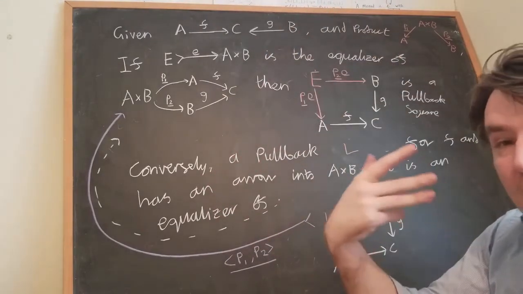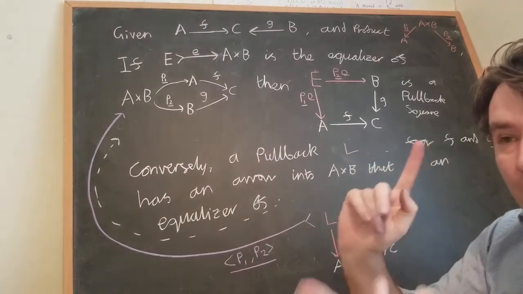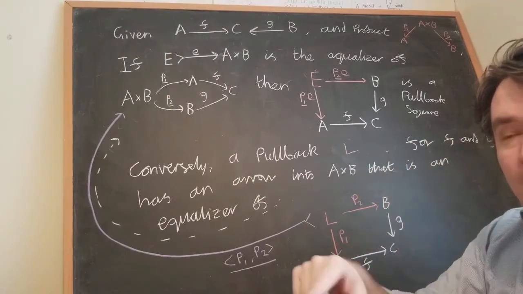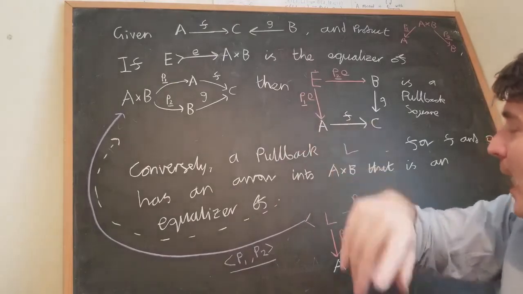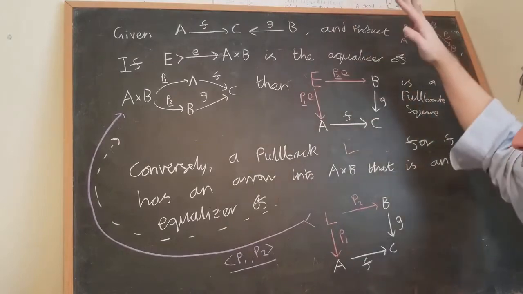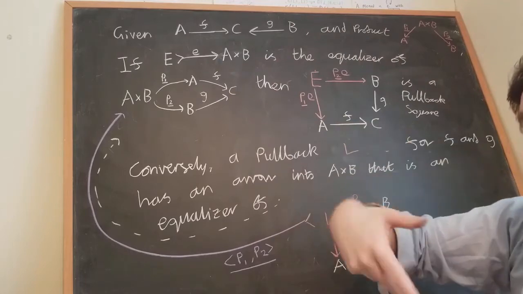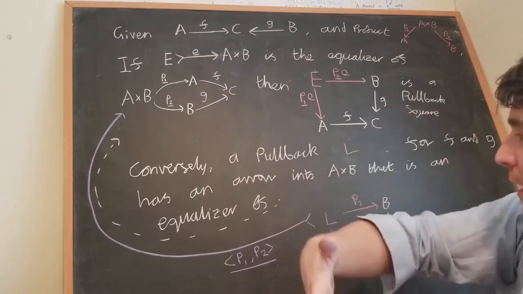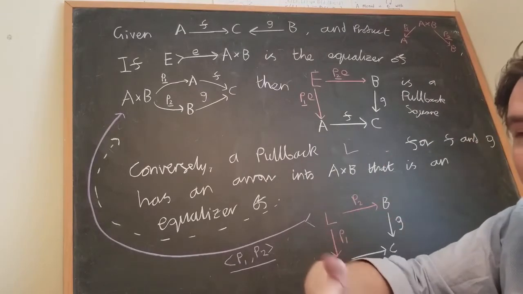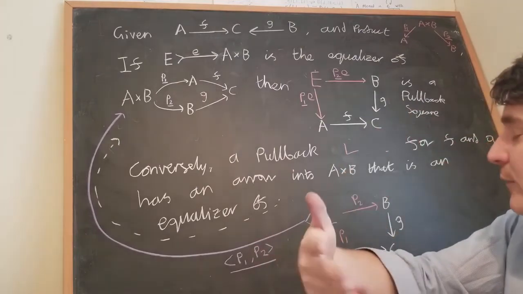For example, in the last video, I spent quite a while explaining how one can construct products and equalizers in this category set to the power of C. And now you can construct pullbacks in those kind of categories as well, because this result tells you how to make pullbacks out of products and equalizers. And the dual of this result tells you how you can make pushouts out of co-products and co-equalizers.